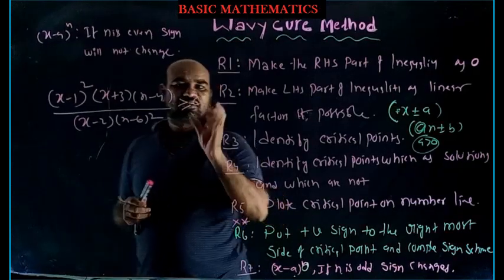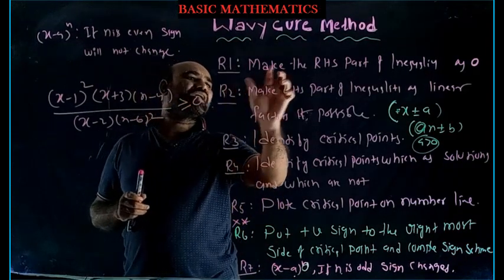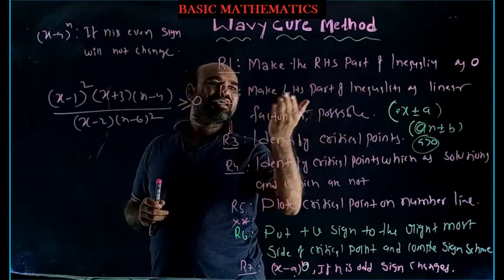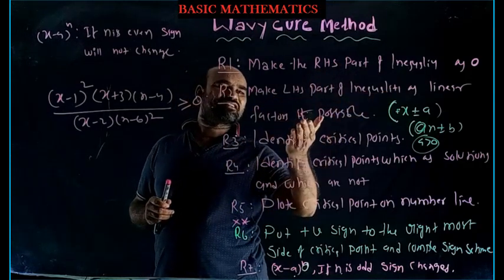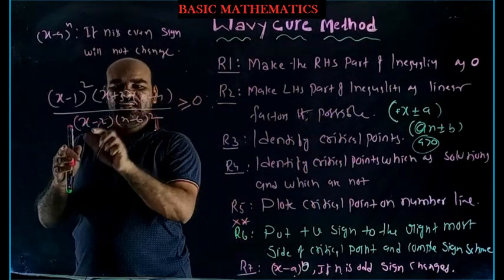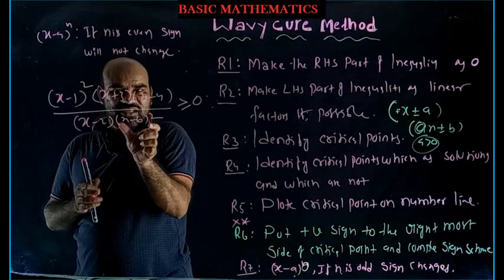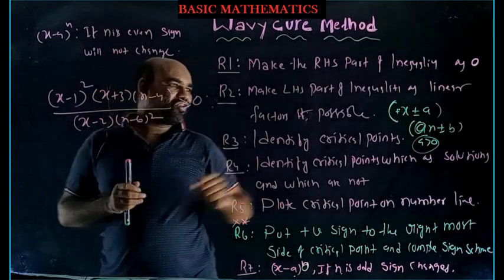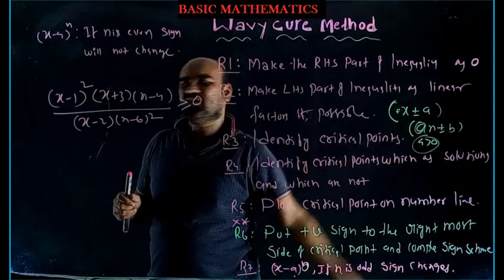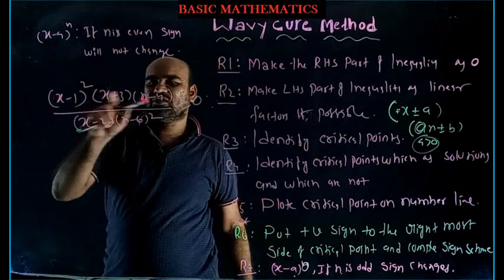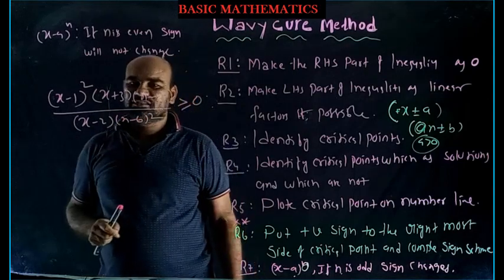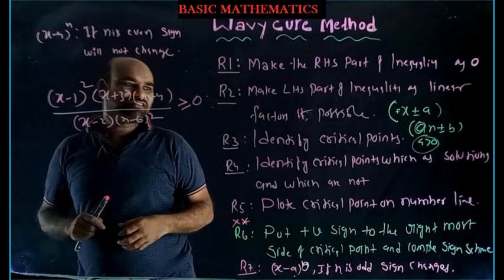See here, make the right part of the inequality 0. Make the LHS of the inequality into factors, linear factors if possible. All are linear factors. This is not linear, but its base is linear. In the ax plus or minus b form, the a coefficient should be positive. Here 1 positive, 1 positive, 1 positive, 1 positive, 1 positive. Very important, otherwise you won't make it like that.